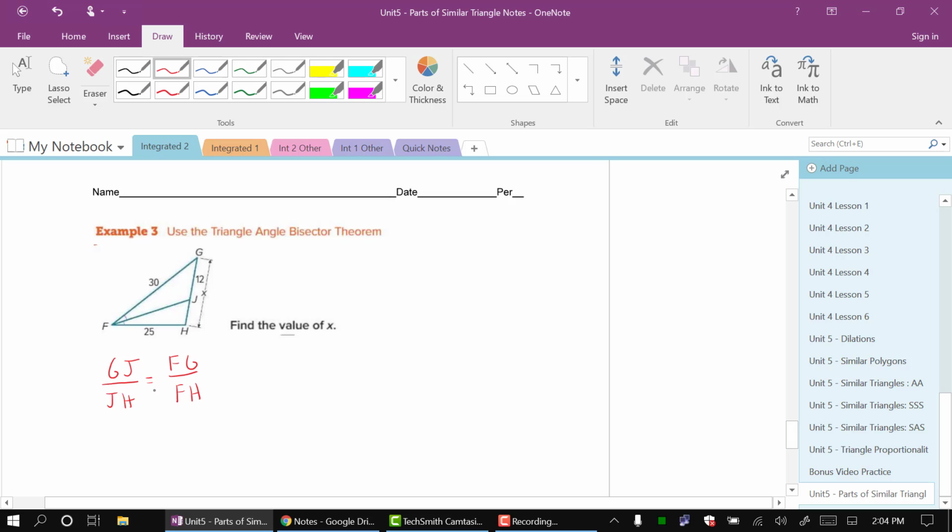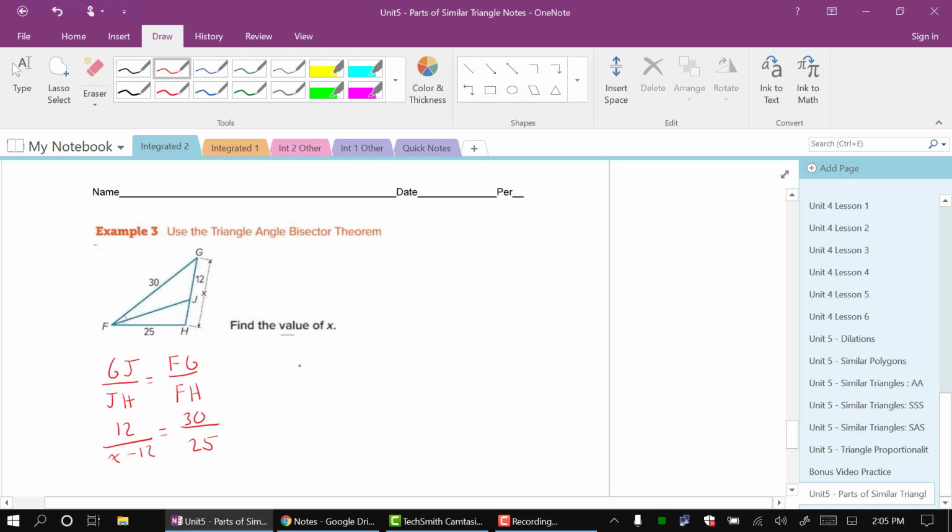So plug in what we know. This is going to give me 12. This is going to give me X minus 12. This is going to give me 30. And this is going to give me 25. So I can cross multiply this out.